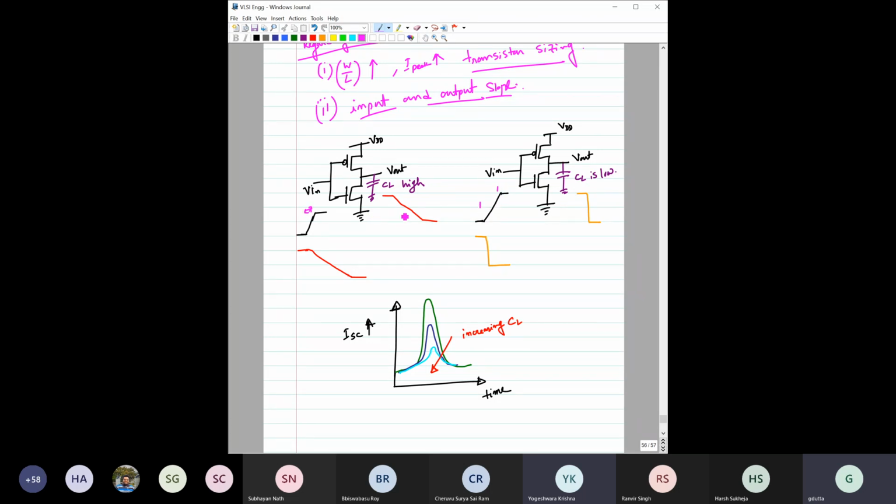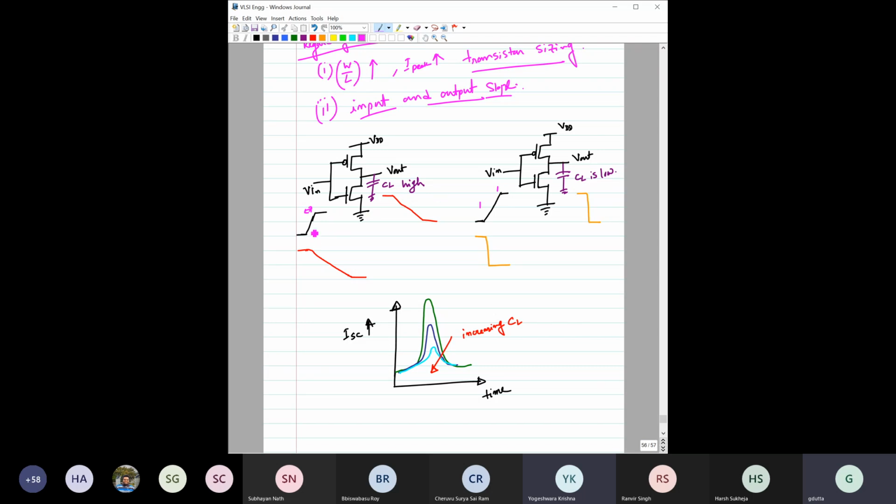In the first case, if CL is high, then for the output voltage, when the input is changing from 0 to 1, the output has to go from VDD to 0. The change in output would be very slow because of this high CL. What about the second case? Let us first discuss the first case only.